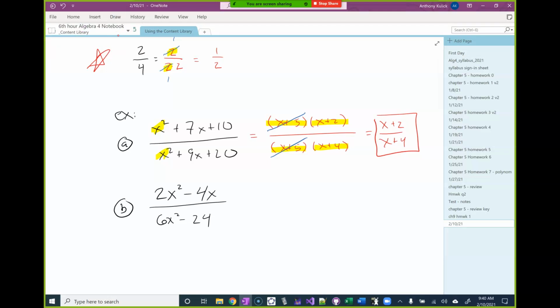Here's our next example. In the numerator, we have 2x squared minus 4x. In the denominator, we have 6x squared minus 24. First step would be to factor. Okay, let's look at the numerator first. How can we factor 2x squared minus 4x?